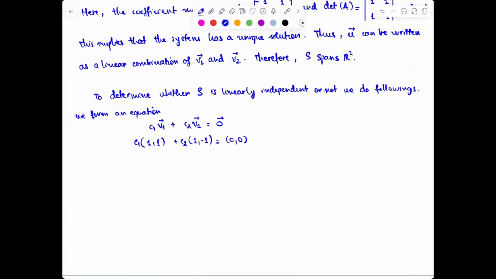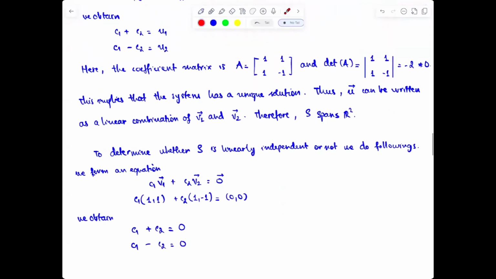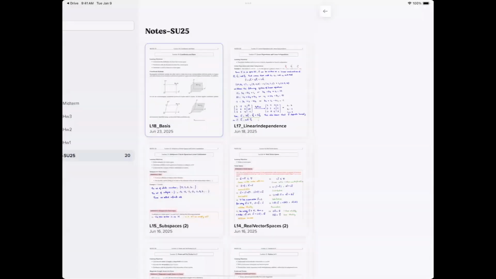From here, you can obtain a system of equations again: C1 plus C2 equal to 0, and C1 minus C2 is also equal to 0. Again, you can solve this by hand easily, using the elimination method or substitution method. Now on the right hand side, you know the specific values, so you can turn this into an augmented matrix, run the code, and you get the answer that C1 equal to 0 and C2 equal to 0 as well. But you can also use the fact that we got up here, that the determinant is equal to -2. We have a few equivalent statements that we saw earlier when the determinant is different from 0.